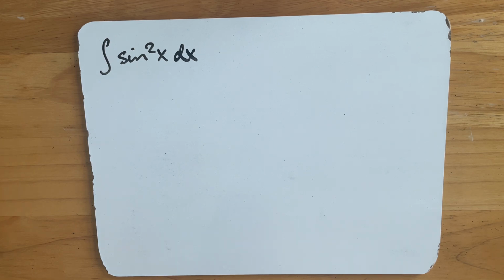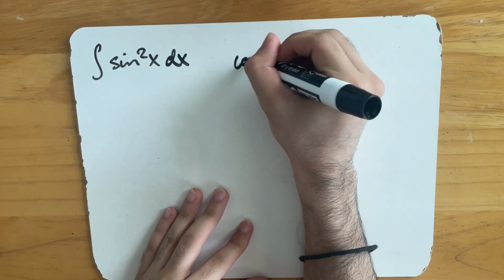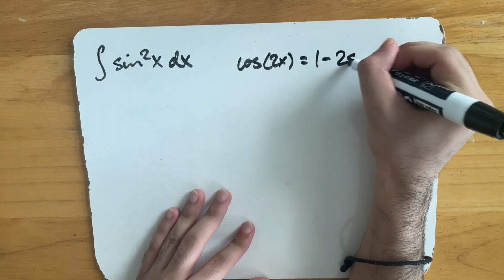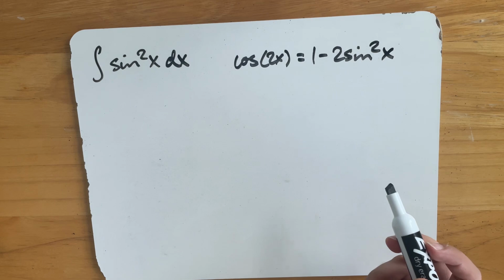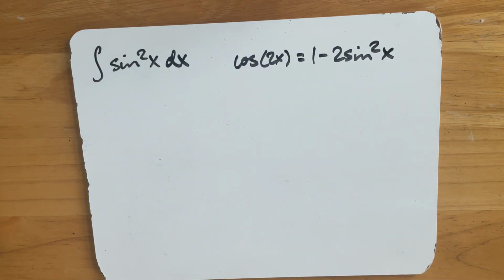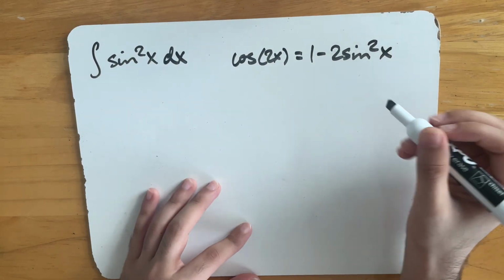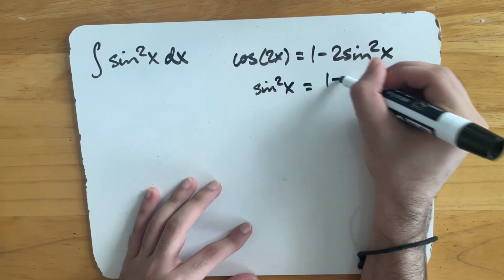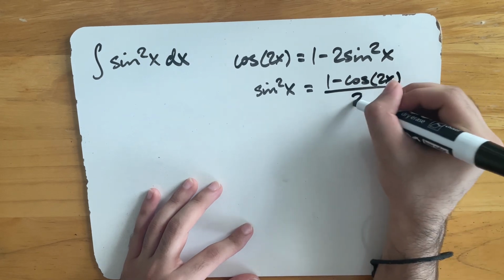And luckily we can do that because we have the identity cosine of 2x is equal to 1 minus 2 sine squared x. So what we could do, really, is solve for sine squared x and then integrate the resulting expression, right? The expression with the cosine in it. So we can subtract by 1 on both sides, divide by minus 2, all that. We get that sine squared x is equal to 1 minus cosine 2x over 2.